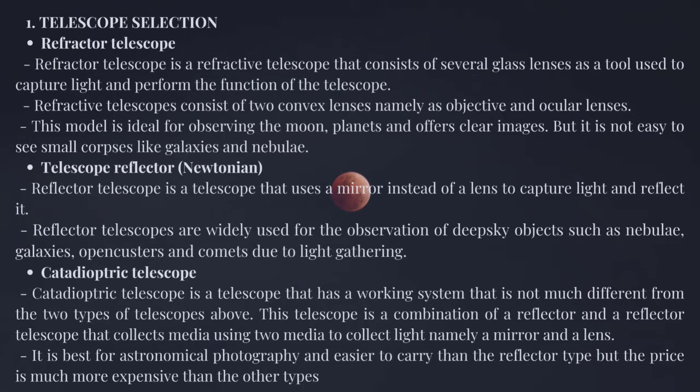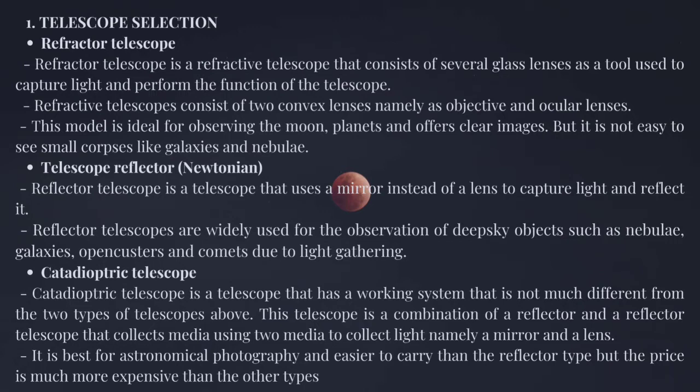So, the reflector telescope is also known as Newtonian. This telescope uses a mirror instead of a lens to capture light and reflect it. Reflector telescopes are widely used for the observation of deep sky objects such as nebulae, galaxies, open stars, and comets due to the light gathering. These telescopes are much better than the refractor telescope, so that objects with small light intensity can be seen with a reflector.